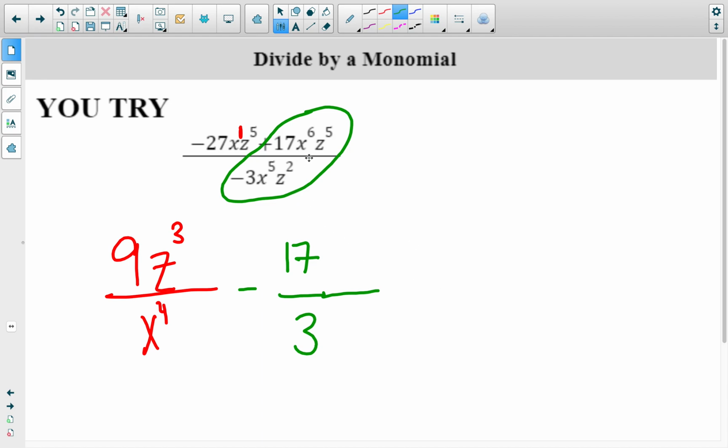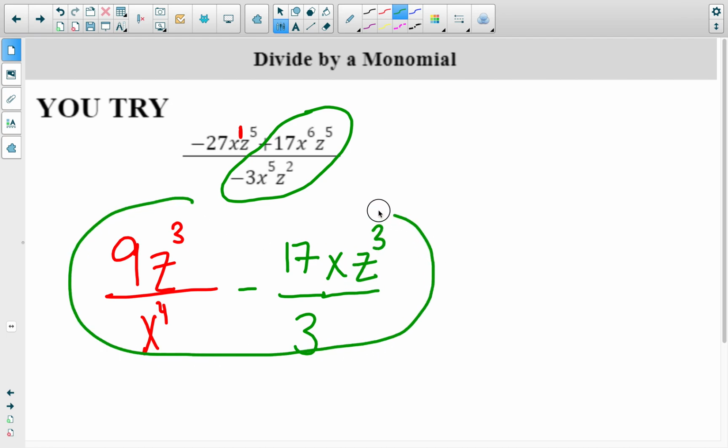Okay, so x to the 6th over x to the 5th is going to simplify, give us x to the 1st on top. Z to the 5th over z squared is going to simplify and give us z cubed on top. Okay, and that's what you're looking at. If these had the same denominator, we could combine them again, but they're different, so we're just going to leave them separate.